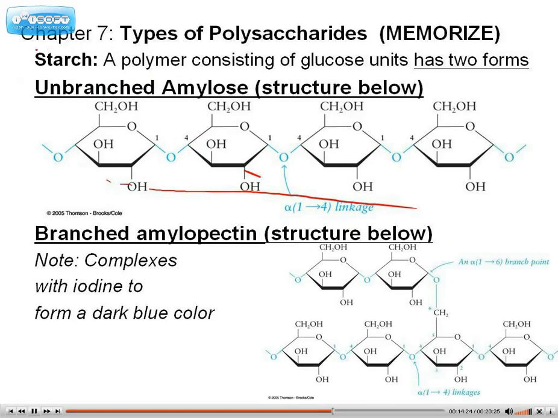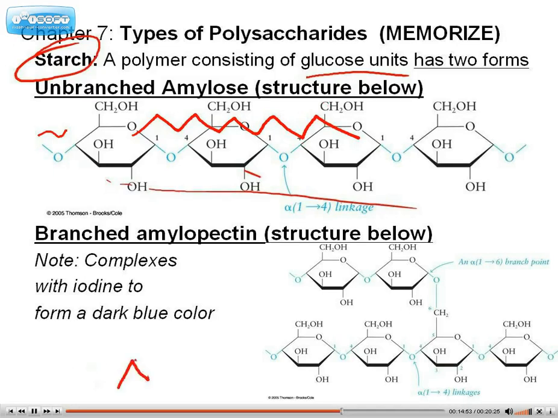Types of polysaccharides. Starch is a general category of glucose polysaccharide units. We have unbranched, which means they're in a nice straight chain. So think of your traditional organic chemistry. What I'm drawing right here is an unbranched alkane. And over here, I'm drawing a branched hydrocarbon.